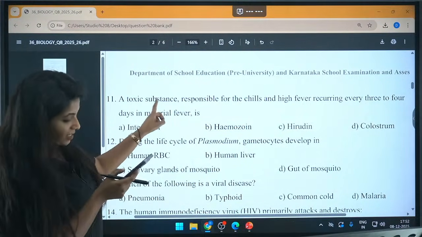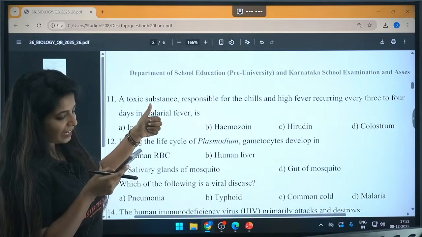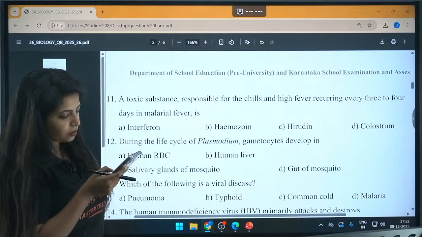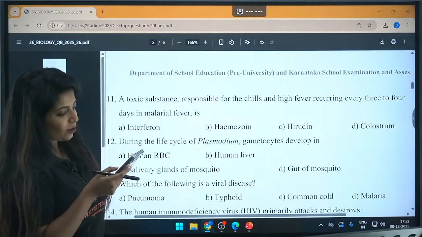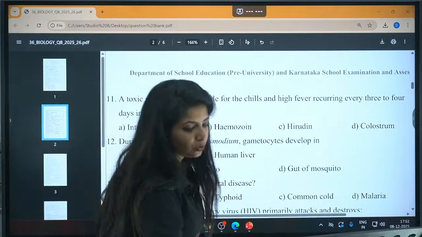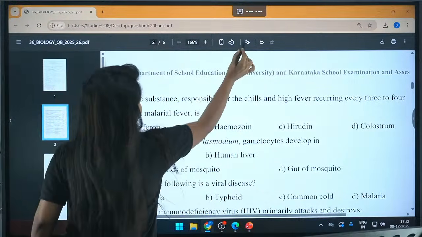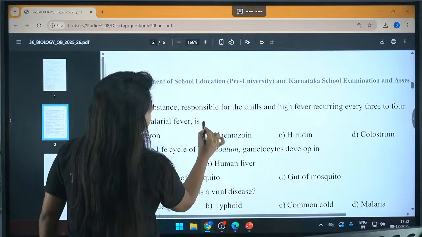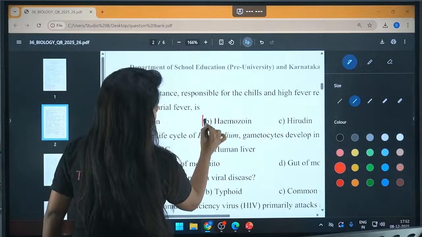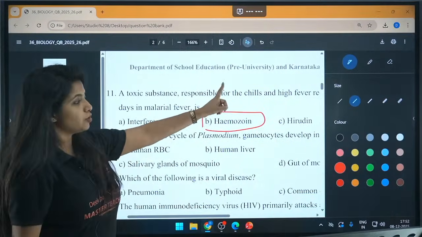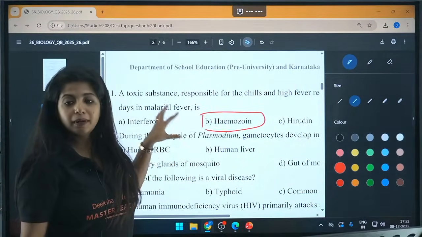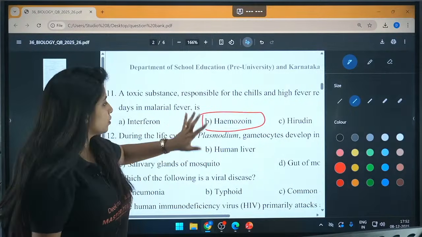Okay. Toxic substance, yes, Rukmani is here with the answer 11B, and Putta also says 11B. Mansi also says B. Yes, my dear children, you guys are absolutely correct. And now since we have understood the concept, it is B, and I hope you know the reason, right? It is B. The toxic substance responsible for fevers and chills in a malarial patient is hemozoin. It is toxic for us.